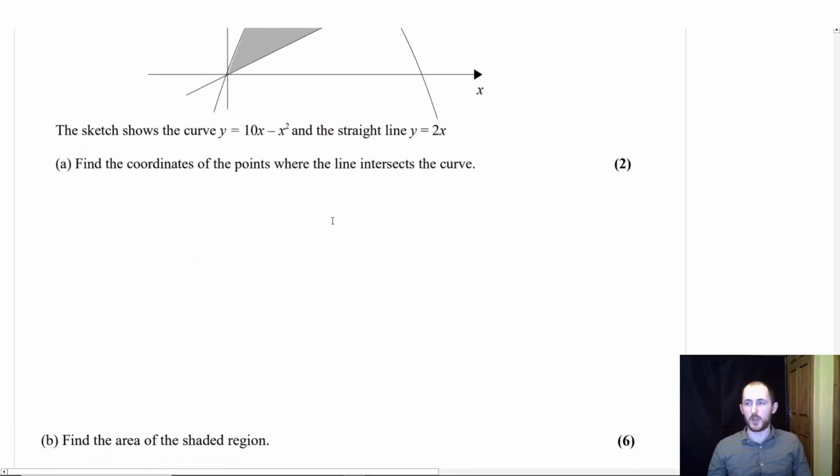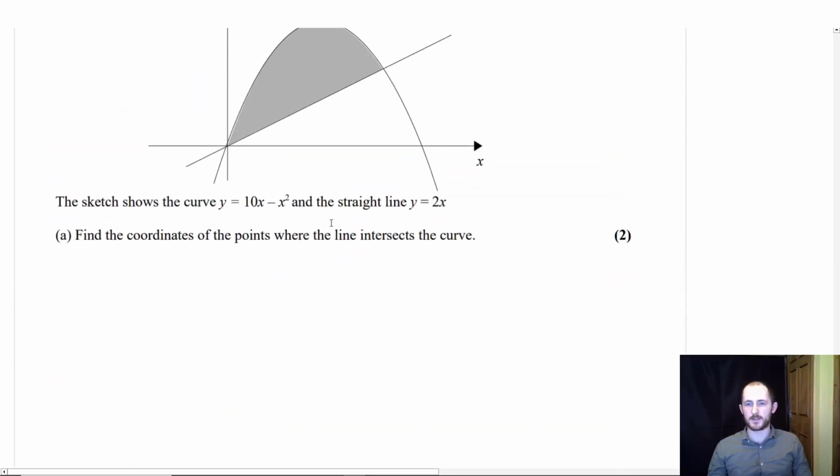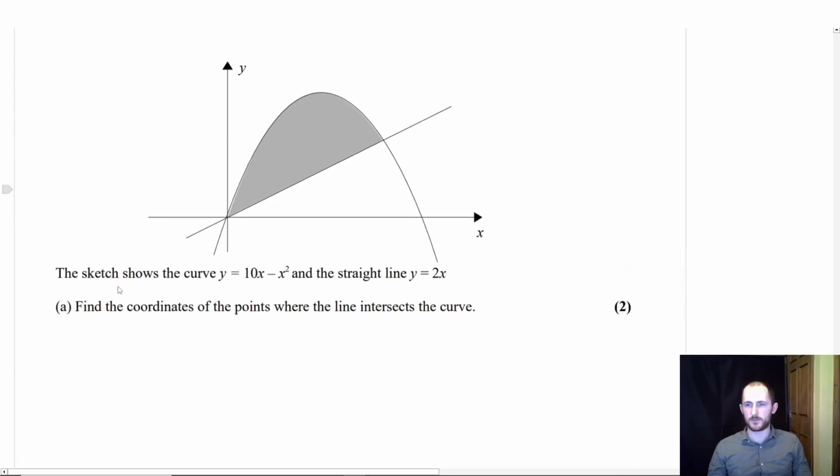Okay. So, in this case, we have a curve and a straight line, y equals 2x. Find the coordinates of the points where the line intersects the curve. So, we have this shape here, this shape here. You can probably already see, because this is shaded, we're going to be asked to work out the shaded region. Don't worry about it. It's all good. Everything's easy peasy lemon squeezy. Work out the coordinates point where it intersects the curve.